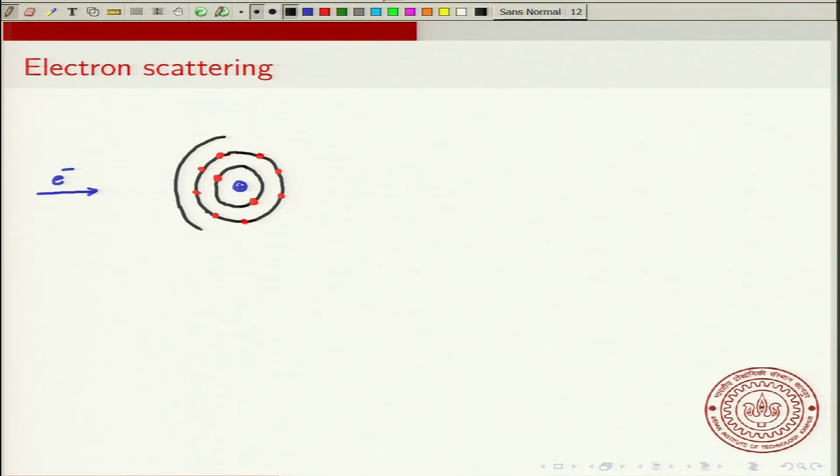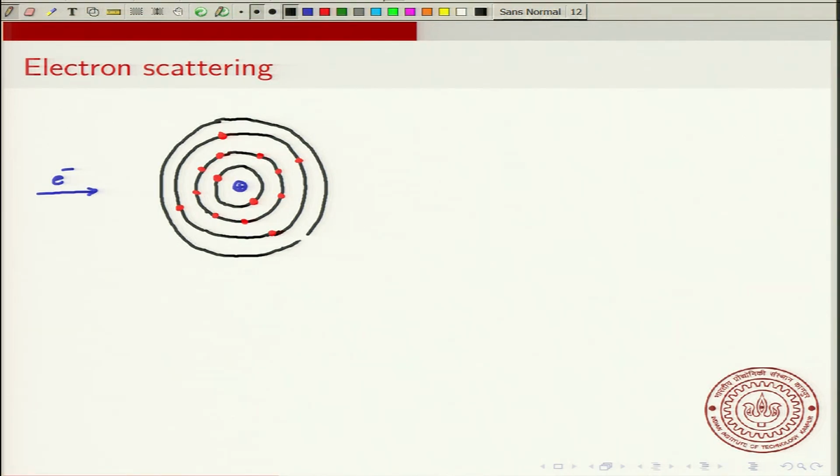I am not showing all the shells. I am just showing a few shells just for illustration, and I am not showing all the electrons. I am just showing a few electrons. Again, this is only for illustration. So, let us say you have some more electrons here. And let us say this is the outer shell. Okay. So, now when these electrons come onto the atom, a lot of things can happen.